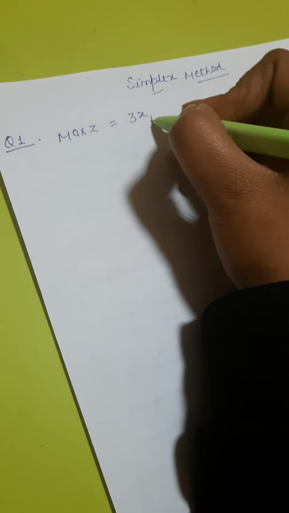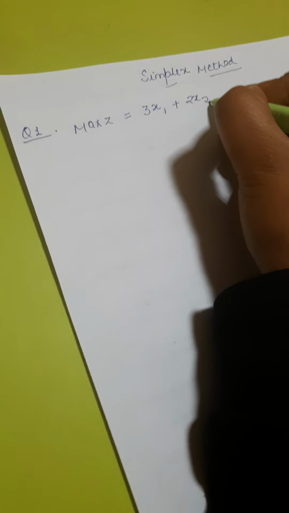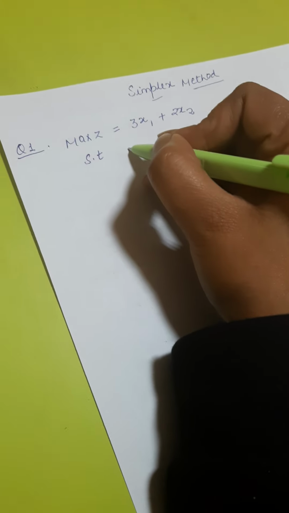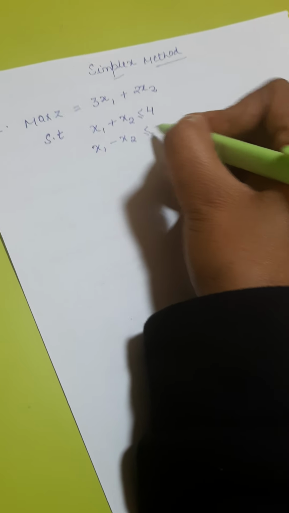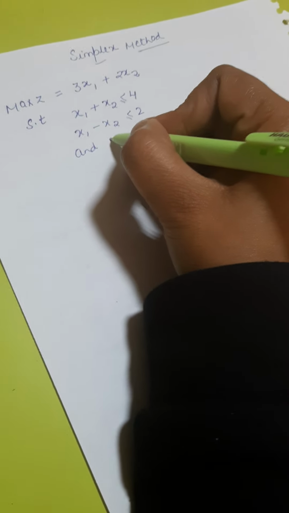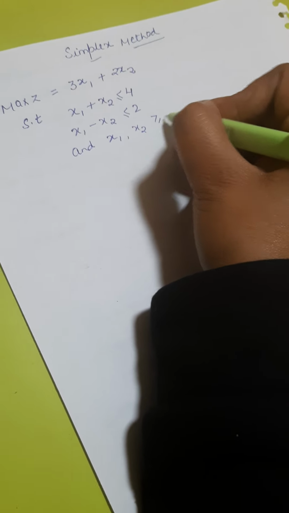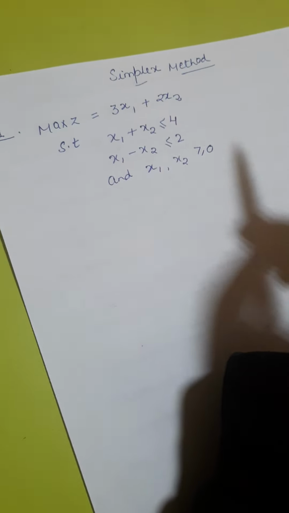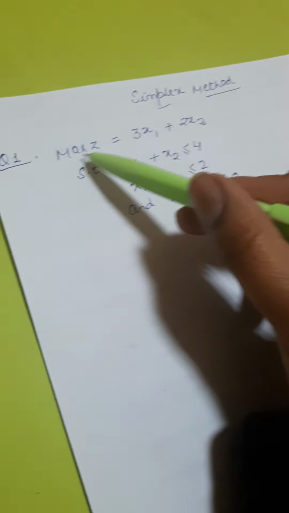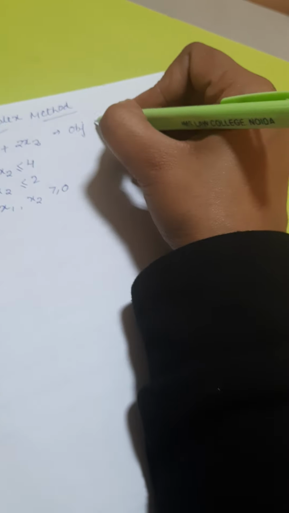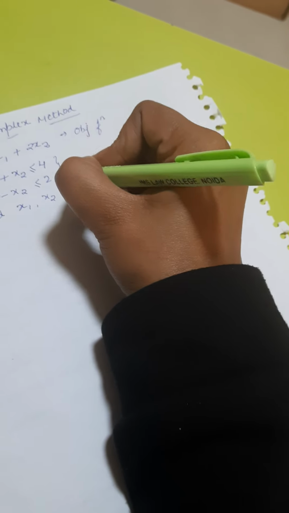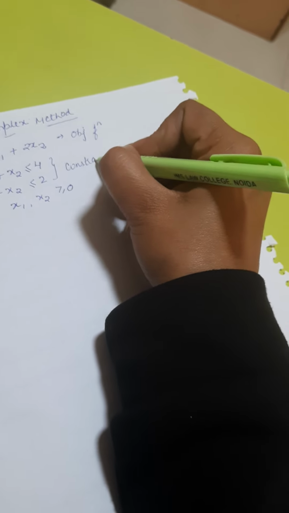Maximize z equal to 3x1 plus 2x2 subject to these constraints: x1 plus x2 less than or equal to 4, x1 minus x2 less than or equal to 2, and x1 and x2 greater than or equal to 0. This is the problem for maximization. Basically, this is known as the objective function. These are the two constraints.